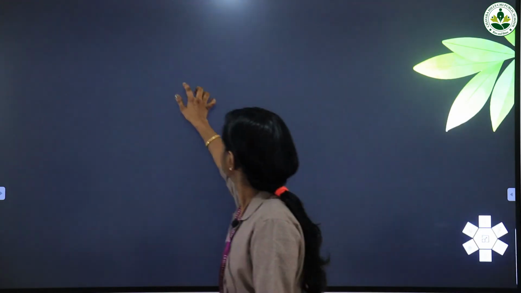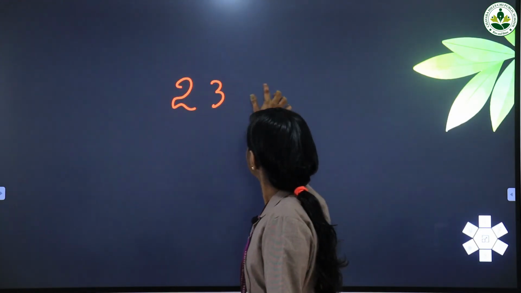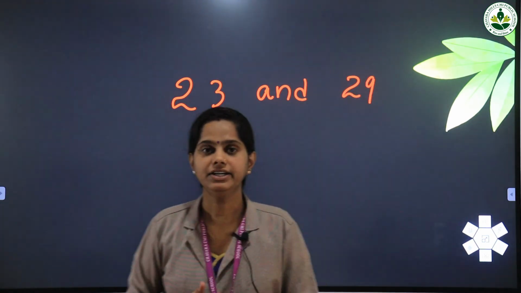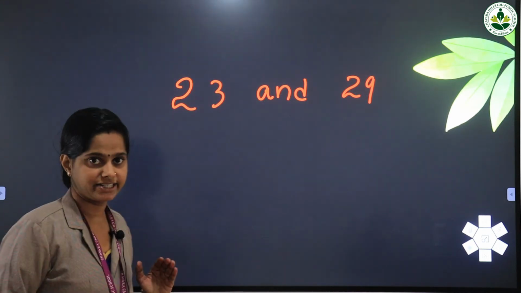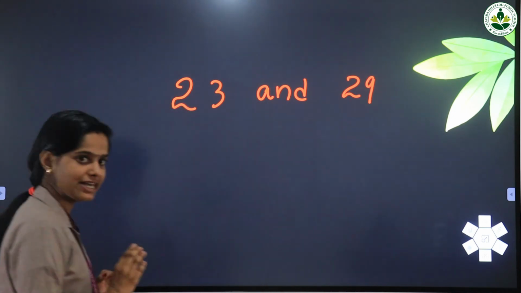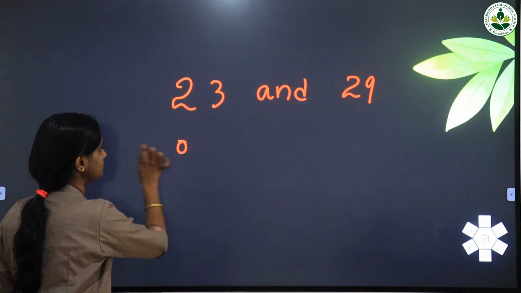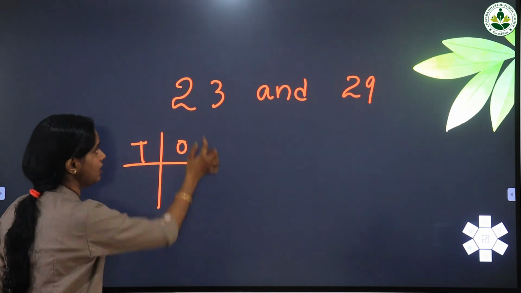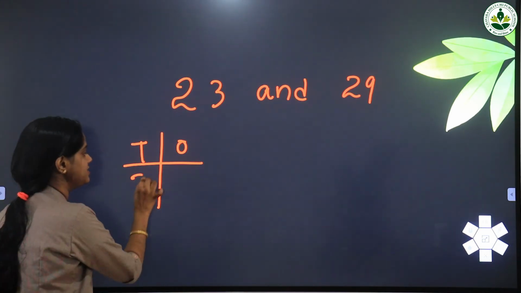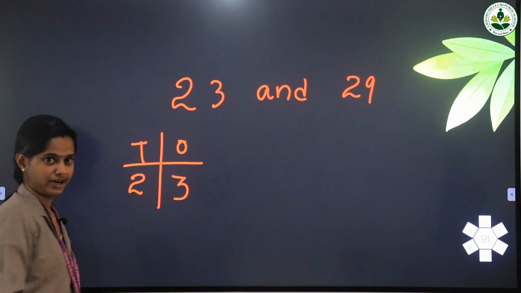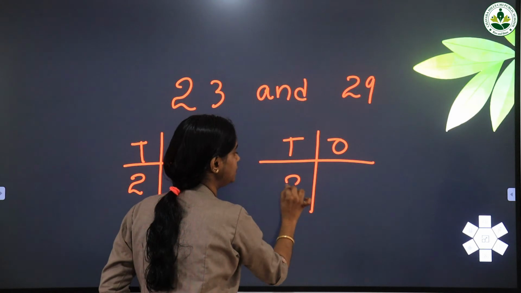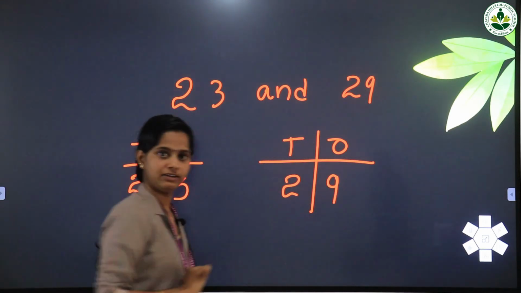Another example. 23 and 29. You have to find which is the greatest number and which is the smallest number. For this, first we place these numbers in the place value chart. How many tens and how many ones in the number 23? Yes, 23 has 2 tens and 3 ones. The number 29 has 2 tens and 9 ones.